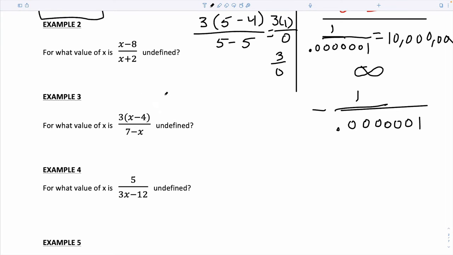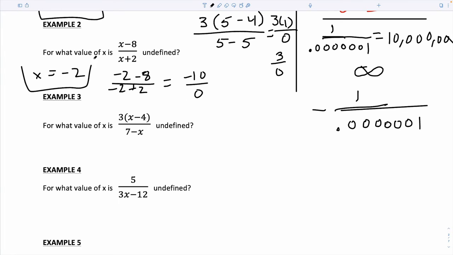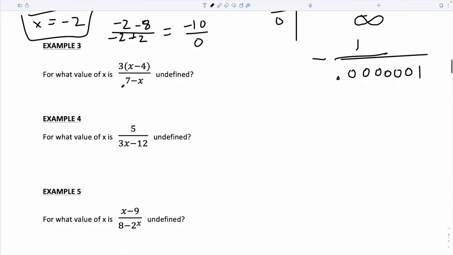We're trying to find the answer that doesn't work. So x equals negative 2 doesn't work. Here's why. Negative 2 plus 2 is 0. Negative 2 minus 8 would be negative 10. And so this is just going to be x equals negative 2. That doesn't work. It would make it undefined.